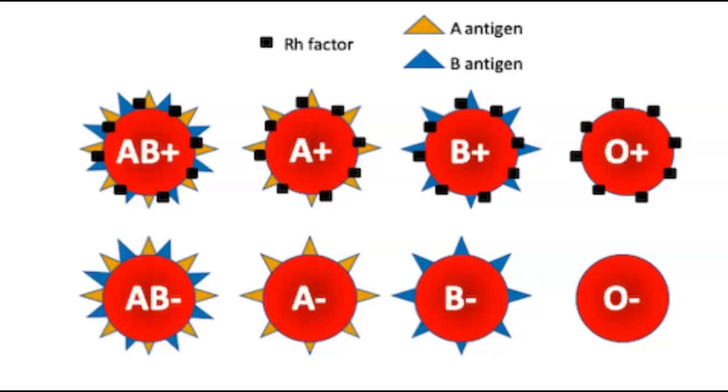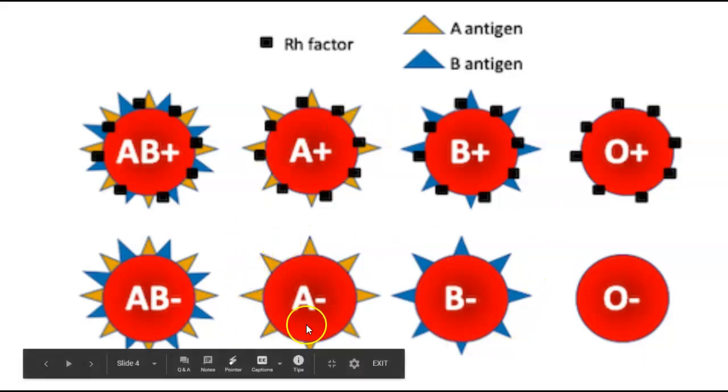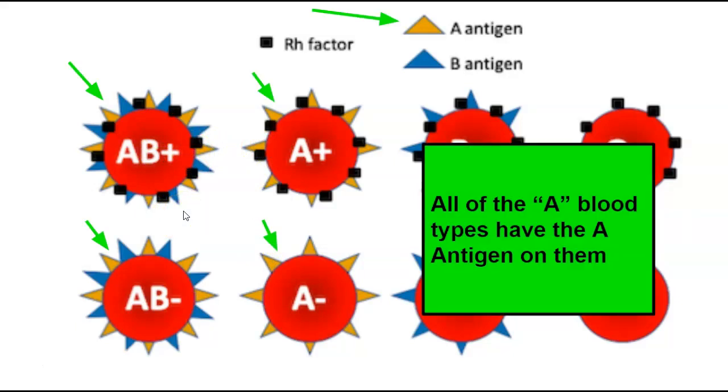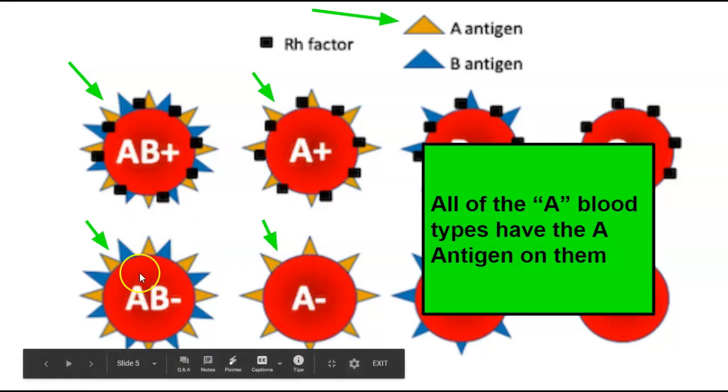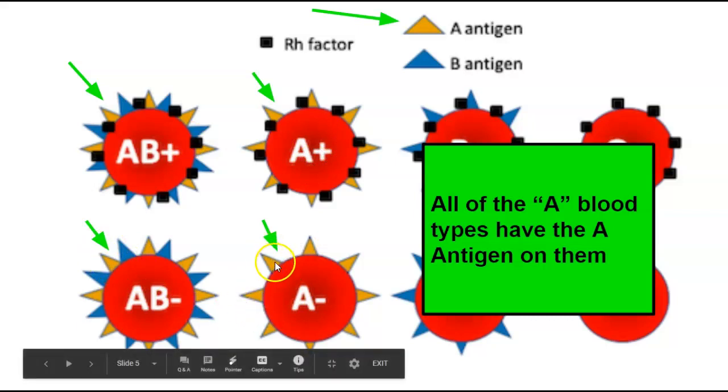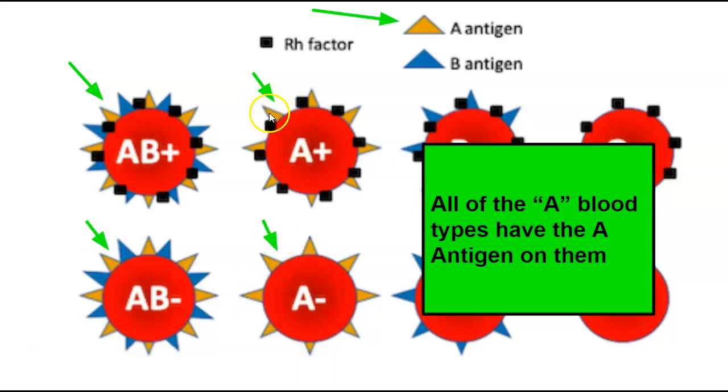Take a look at this picture. Here's what I want you to do. If you look at all of these pictures, what do all of the pictures that have an A in them have in common? You'll notice all of the A blood types have the A antigen on them. This is a little protein. We can see it here, this little orange guy. It's a little protein on the surface of the blood cell, and it's called an A antigen. Antigen just means protein. Okay.